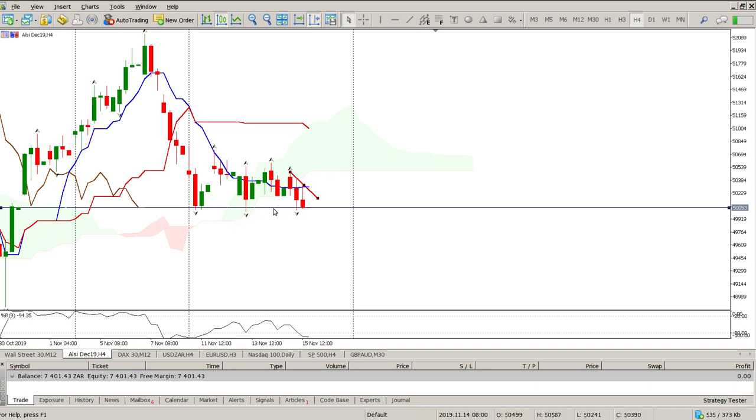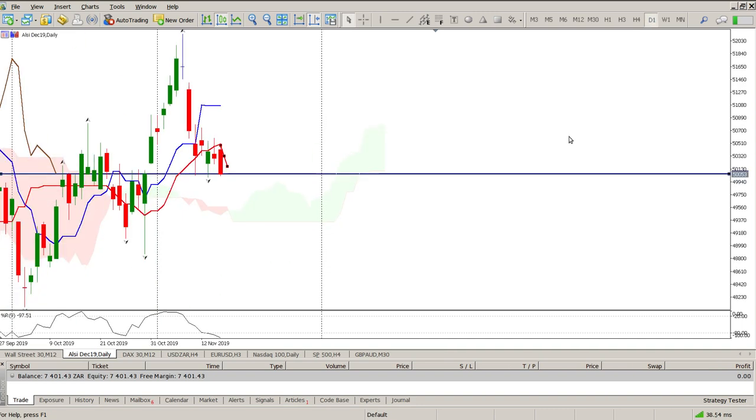For me to continue being bearish, I'm going to want to see a break below 50,000. And then we can start looking at some setups. The daily is fairly interesting. We've broken below Kijun, which is a minor bearish signal. Everything else is bullish.